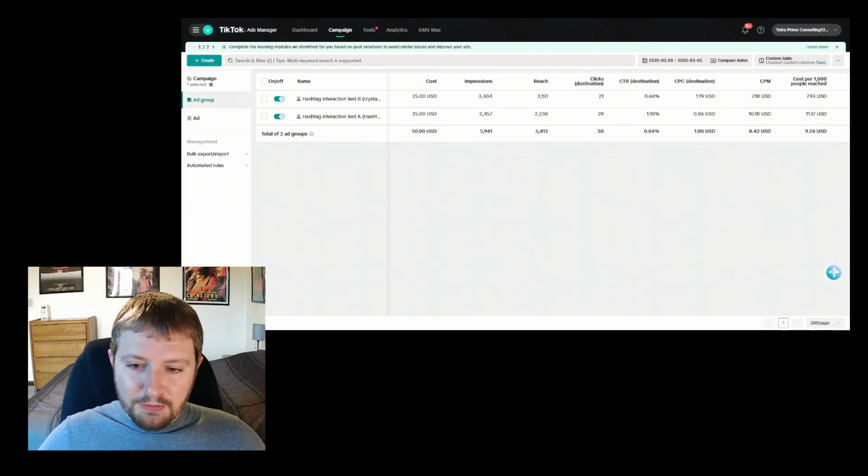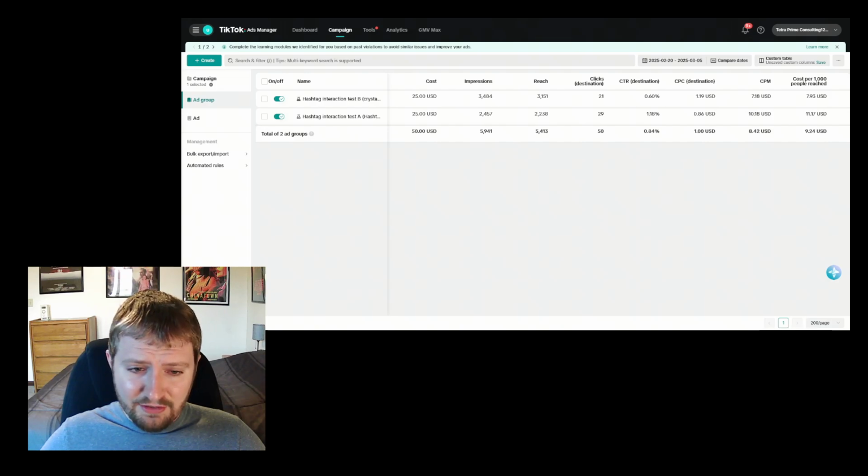So if you look closely here, you'll see that the top column is our crystal interest targeting, and the second column is hashtag targeting. So you'll see, I'm going to look at reach more than impressions because that's just what I prefer. The interest targeting got 3,100 reach, 21 clicks. The hashtag targeting got 2,200 reach and 29 clicks. So on the face of it, it definitely seems like the hashtag targeting was more effective.